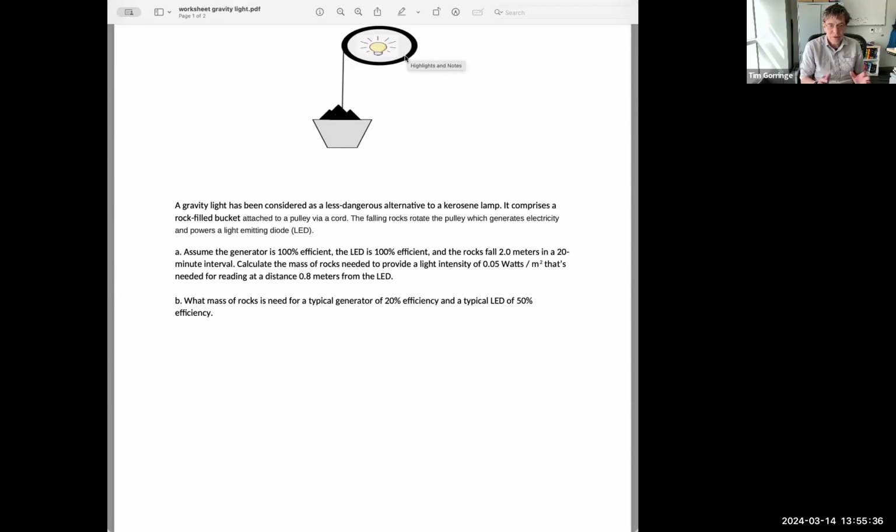That would be the ideal case for the gravity lamp, where all the gravitational potential energy that's released by the falling rocks is turned into energy carried off by the light. We lose no energy if the generator is 100% and the LED is 100%. We waste no energy if the generator and LED are 100% efficient.